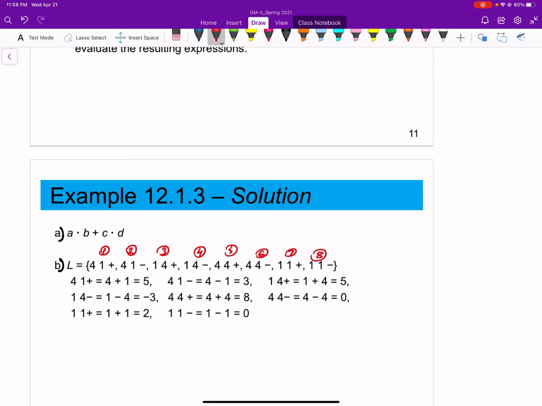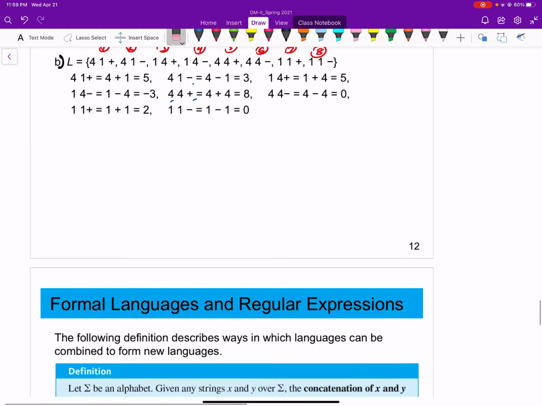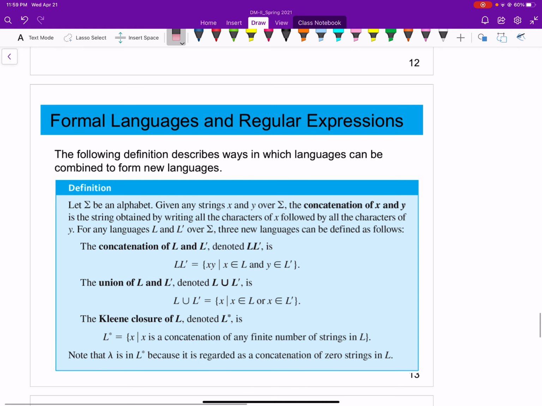All right, 4 1 plus means 4 plus 1, which is 5. 4 1 minus means 4 minus 1, which is 3. 1 4 plus means 1 plus 4, which is 5. 1 4 minus means 1 minus 4, which is minus 3. 4 4 plus means 4 plus 4, which is 8, and so on. So this is easy. You can understand what these expressions are. All right. Now let's move to the next slide.